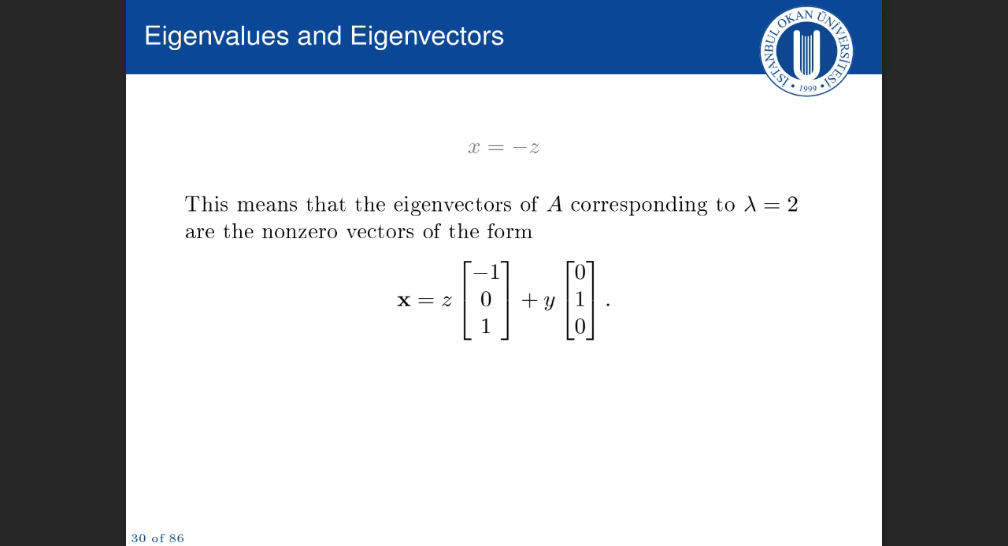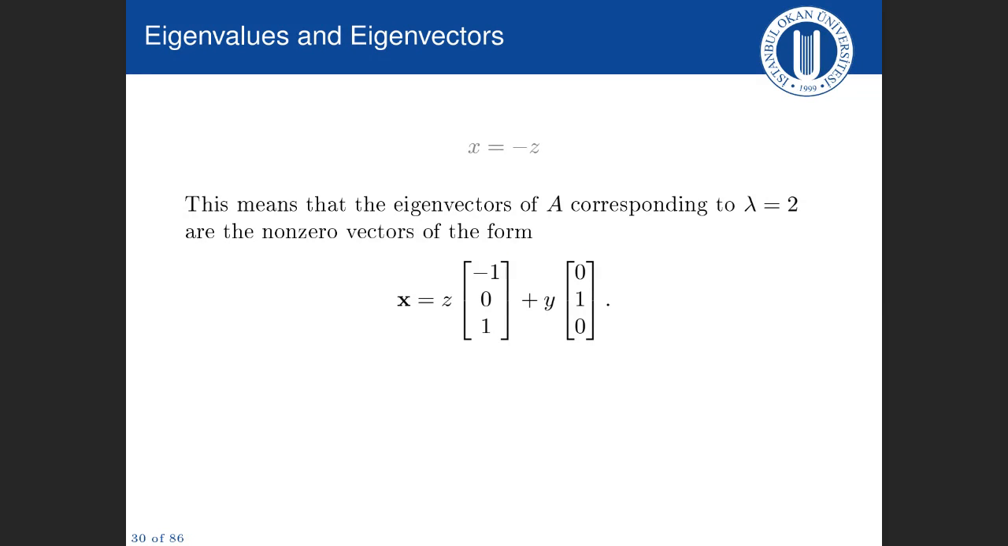So for z, first of all, let's put in 0, 1, and for y, let's put in 1, 0. And then we'll use the equation to find x. If z is equal to 1, then x must be minus 1. If z is 0, then x must be 0. Every solution to that homogeneous linear equation can be written in this form.